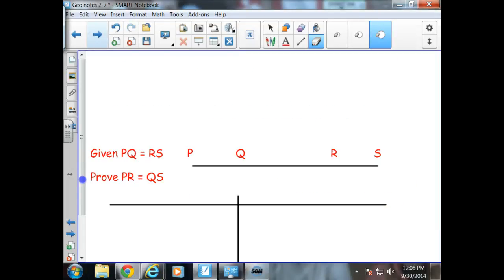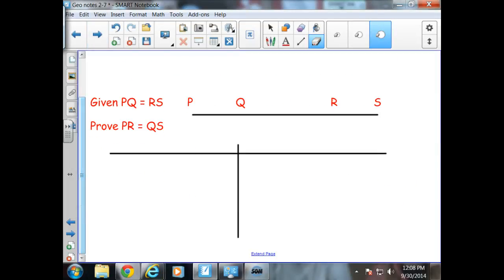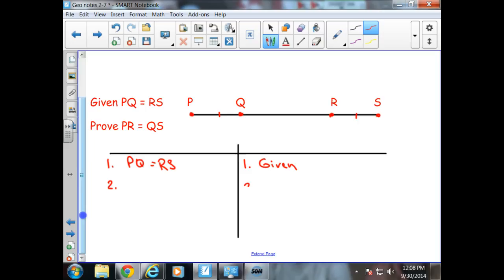So we are given that PQ equals RS. So here's PQ and here's RS. We're given that those two are equal. They want us to prove that PR equals QS. So the first thing, as usual, we write down our given, which is PQ equals RS, and the reason is a given.